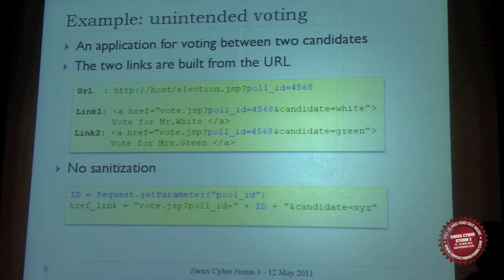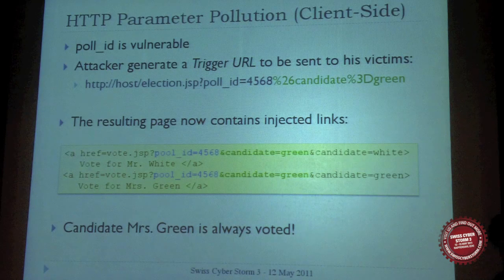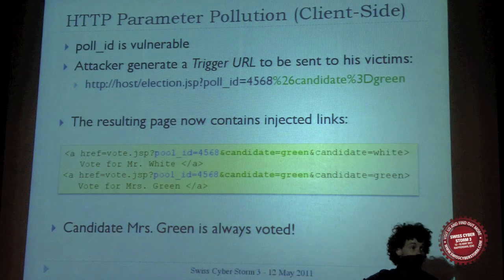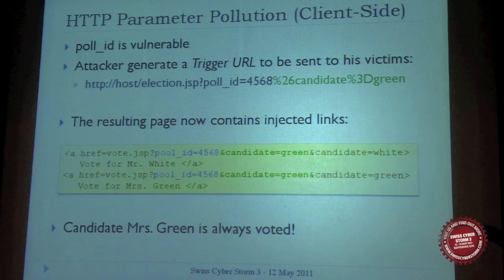So what the attacker does is create this trigger URL, the URL you see there, and send it to their victims. When the victim visits this URL, they will see the page with the two candidates. But at the time when they vote, even if they vote for the first one, they end up voting for the second, for example, Miss Green. This is because the attacker has been able to inject a new parameter called candidate with a new value called green inside the poll ID.